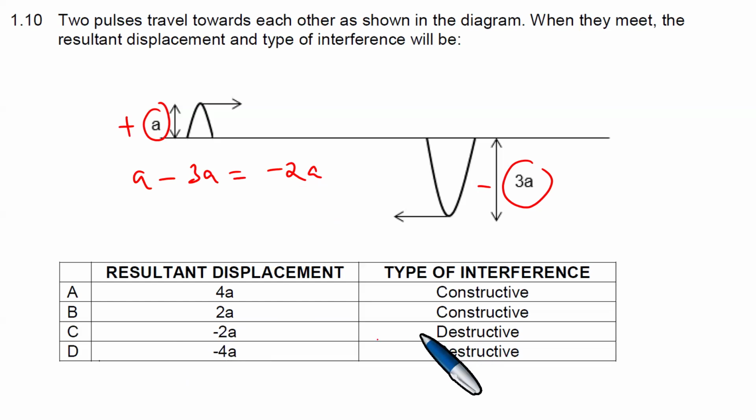But obviously, because there are different magnitudes, what we're seeing here most certainly is destructive interference. We have destructive interference because these are not in phase with each other. So we're looking at 1.10. So let's look at the next thing.